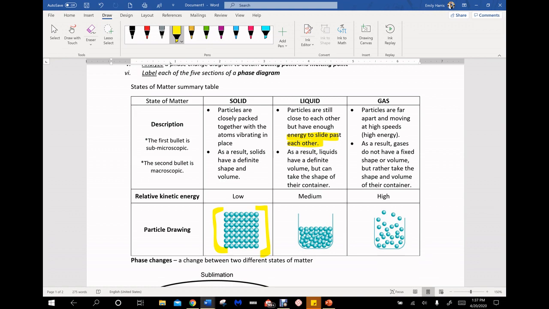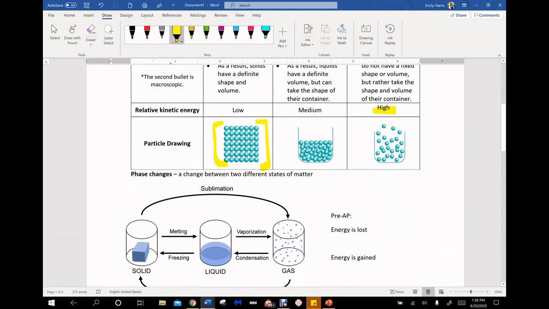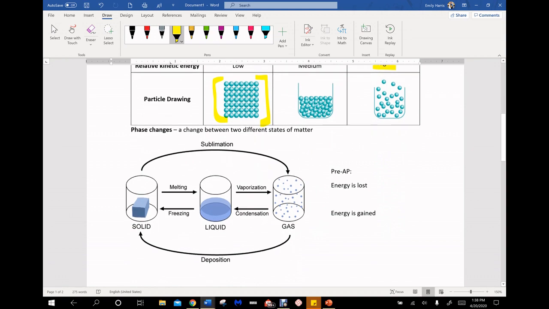And then finally, gases, which we know have particles that are far apart. They're moving at very high speeds, so they'll have a high kinetic energy. And as a result, gases can take on any shape and any volume, which is what makes them good at expanding. And so when we talk about phase changes, it's just a change that occurs between any two states of matter. And so you're probably familiar with several of these already.